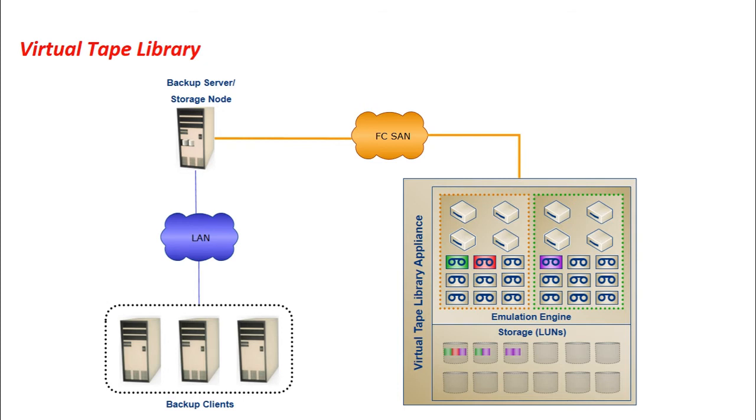With this feature, one engine can pick up virtual resources from another engine in the event of any failure and enable the clients to continue using their assigned virtual resources transparently. So data replication over IP is available with most of the virtual tape library appliances.